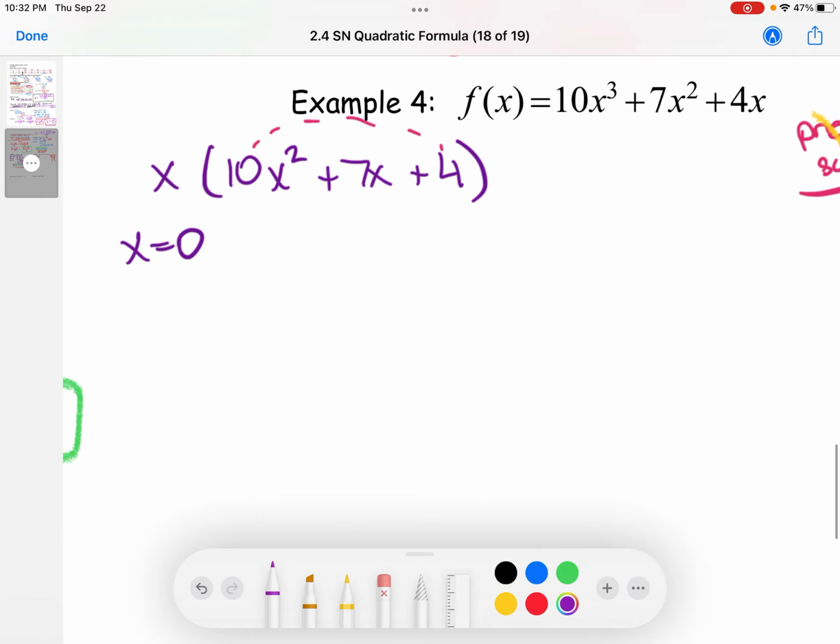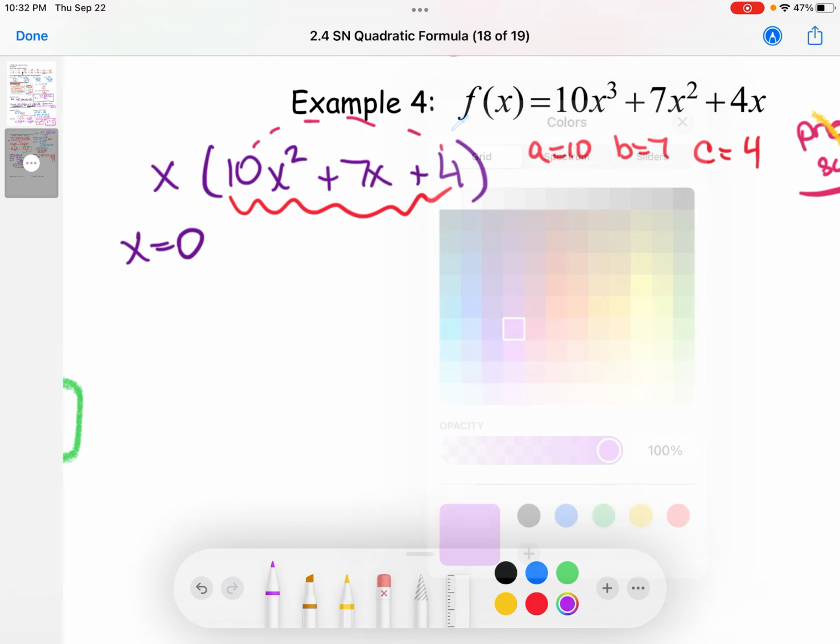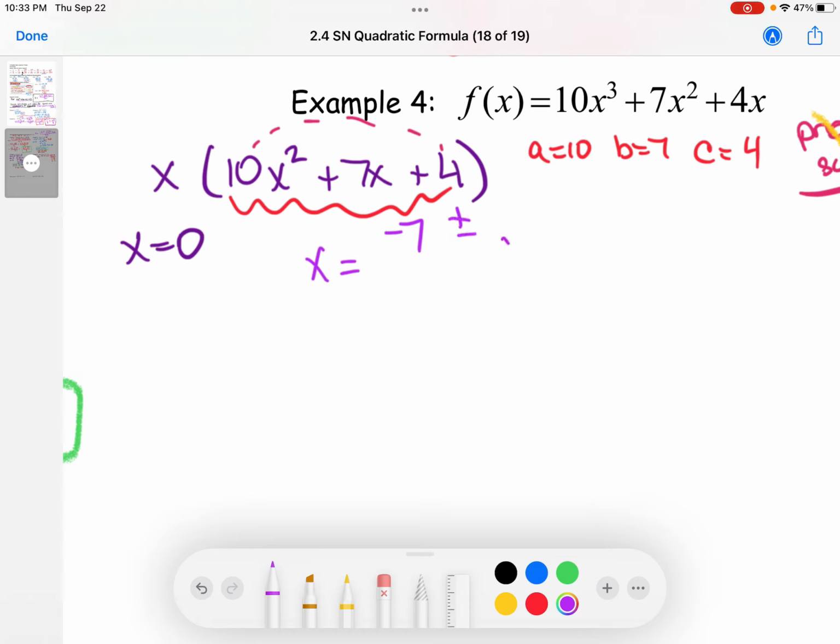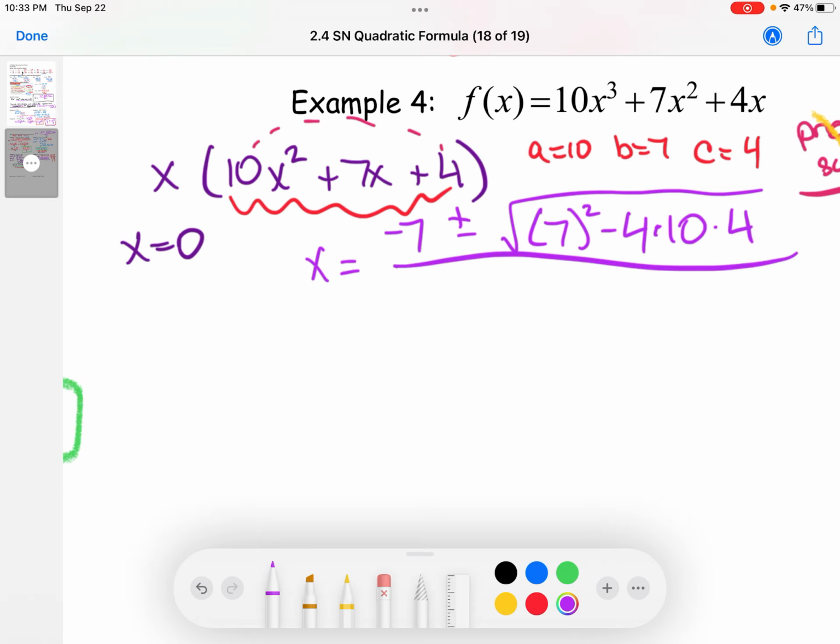So what we need to do from here to solve the rest of this is use the quadratic formula on the quadratic part. So that a is 10, that b is 7, that c is 4, and we want to plug into, again, the quadratic formula. So x will equal negative b, so negative 7, plus or minus the square root of b squared, 7 squared, minus 4 times a, which is 10, times c, which is 4, all over 2 times a, 2 times 10.